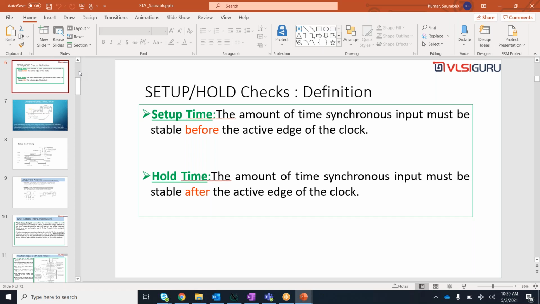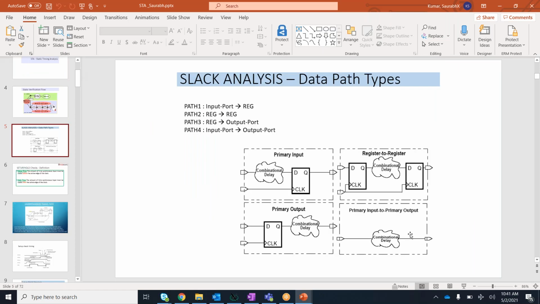The complete circuit will fit in all these four categories of path. There won't be any path which will be left beyond this. I will have a reg to reg path, or an input to reg path, or a reg to output path, or a path which will not have any registers. So the paths we have are input to reg, reg to reg, and reg to out categories of path.